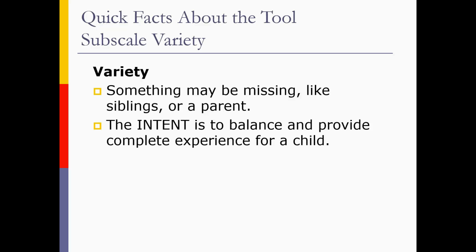The next subscale really focuses on variety. And by variety we mean that there's a whole range of experiences available to the child. And home visitors look for something that may be missing, like a sibling or a parent. The intent in this subscale is to balance and provide a complete experience for a child. Some of the sub-items include that there's a father who provides some care daily, that the parent reads stories to the child at least 3 times a week, or that the family visits relatives or receives visits once a month or so.